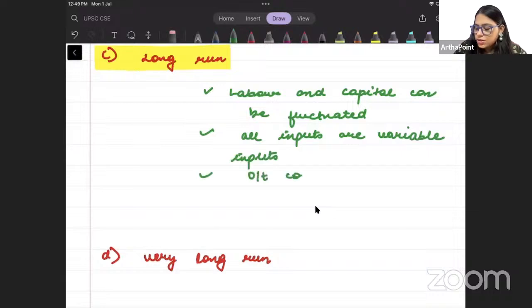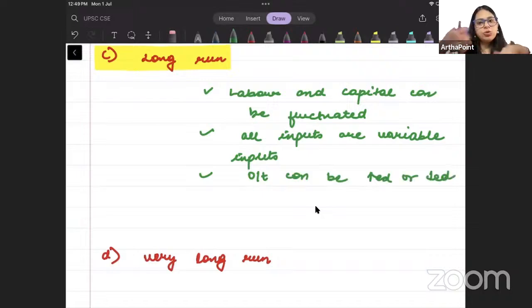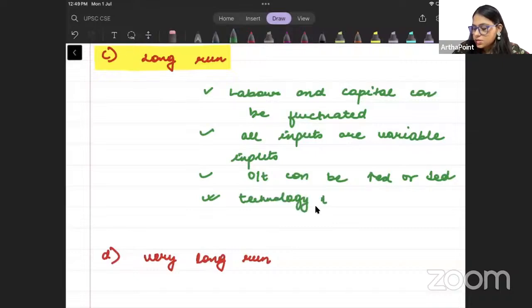Output can be increased or decreased. या output बढ़ा भी सकते हो, कम भी कर सकते हो. You can increase or decrease. But what is the only feature here? That technology is unchanged. I need to keep the technology unchanged.